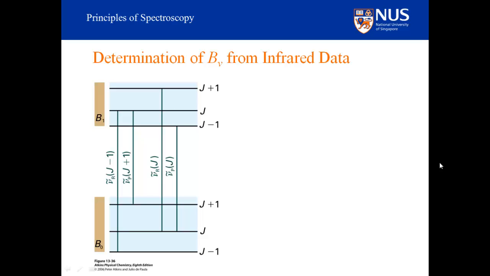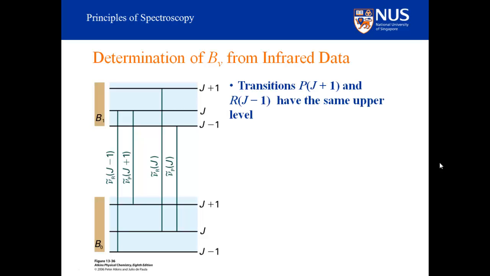To determine B0 and B1, we need to look closely at the rovibrational structure. Reproduced in this graphic are the J-1, J and J plus 1 rotational levels in the V equals 0 and the V equals 1 states. On the left of this graphic we have an R branch transition from J-1 in the V equals 0 state to J in the V equals 1 state, and a P branch transition from J plus 1 in the V equals 0 state to J in the V equals 1 state. Both transitions finish in the same final rotational state.